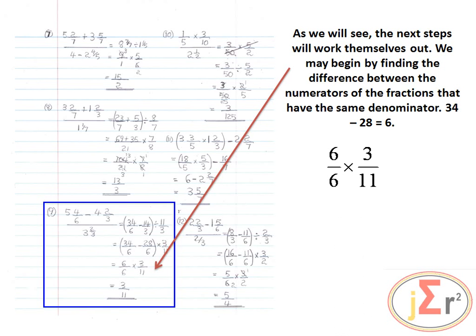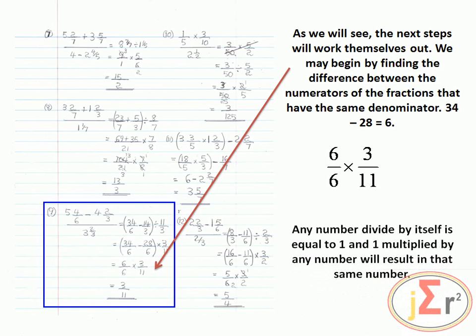So we have 34 minus 28, which is equal to 6. We have it right there. And then we have the 3 over 11. But of course it is 6 over 6, and 6 divided by 6 is 1. Anything divided by itself is 1. Then we take the 1 and multiply by 3 over 11, and that will remain as 3 over 11. Any number divided by itself is equal to 1, and 1 multiplied by any number will result in that same number. So 3 over 11. And that's all there is to it.